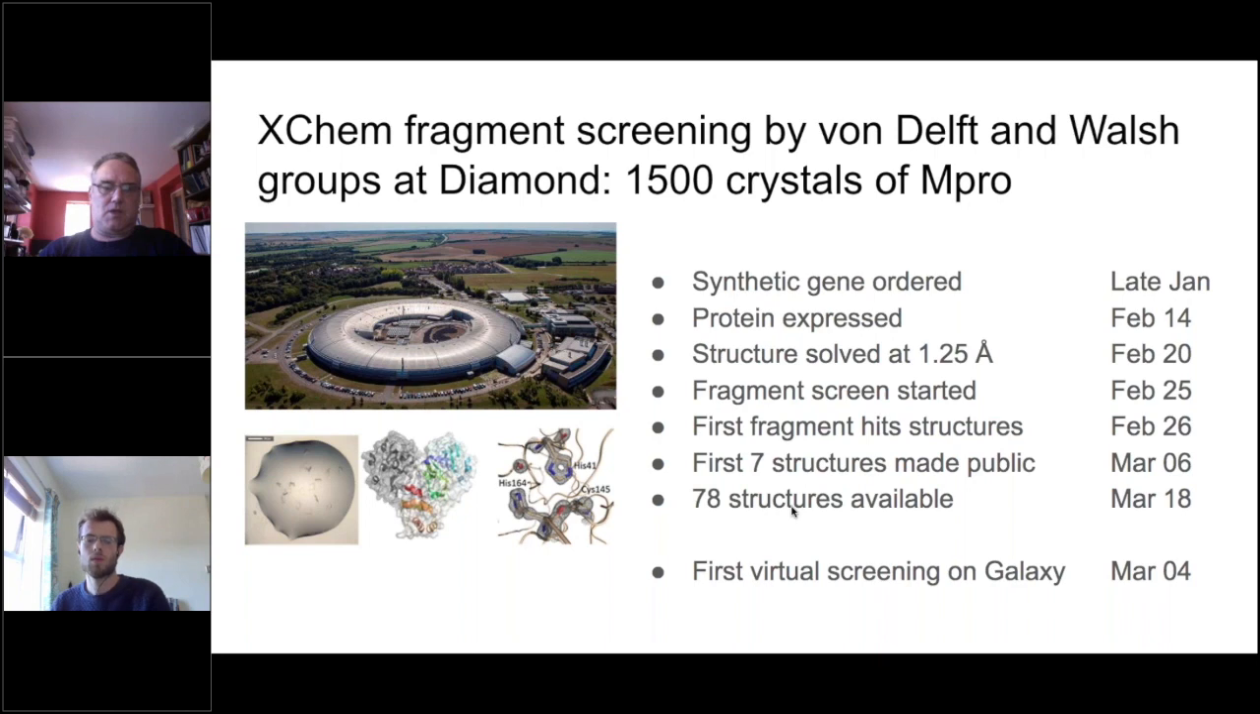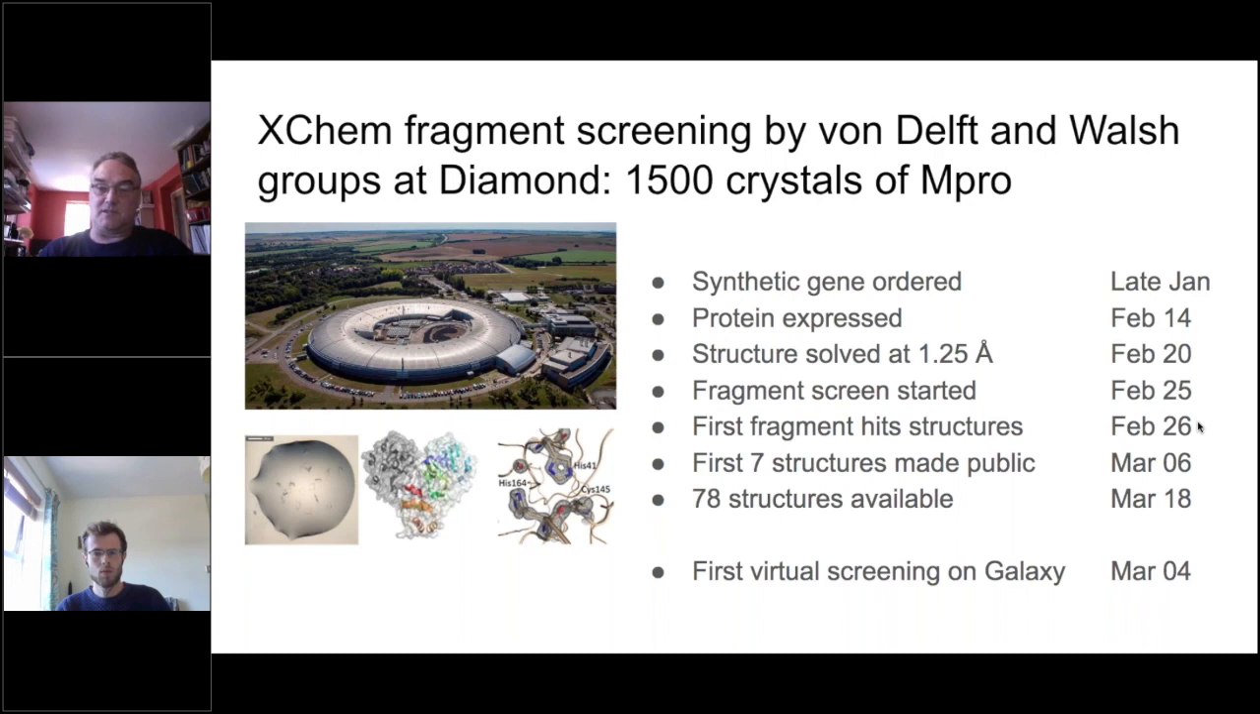So, the process really has been running at breakneck speed. As we all know, the virus has only been known for a very short time. The genome was synthesized late last year. At Diamond, they purchased the synthetic gene for the main protease. They expressed it. That happened on February the 14th. Less than a week after that, the first protein crystal structure had been solved at 1.25 angstroms, and the fragment screen started a few days later.